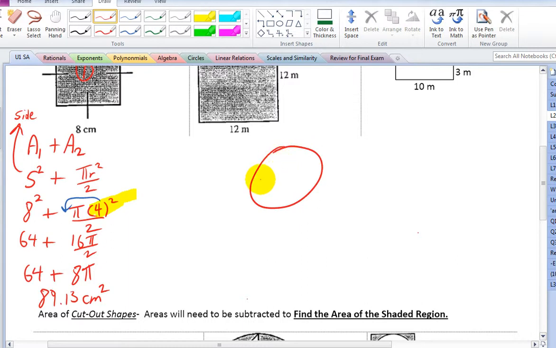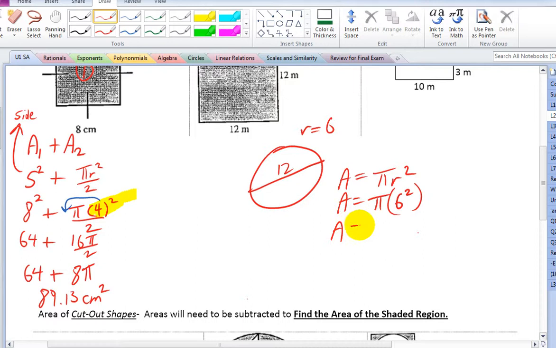Let's just do an example. Do a full meal deal. This is 12. So what's the area of a full circle? Pi r squared. What's r for this circle that I just drew? 6. So the area equals pi times 6 squared. What's the value of 6 squared? And we always write it in front of pi. So it's 36 pi. That's your answer.